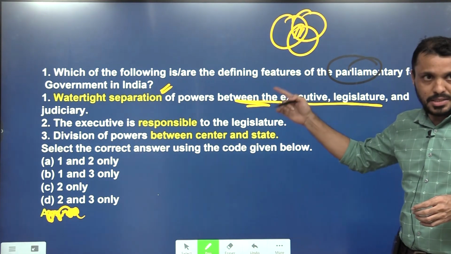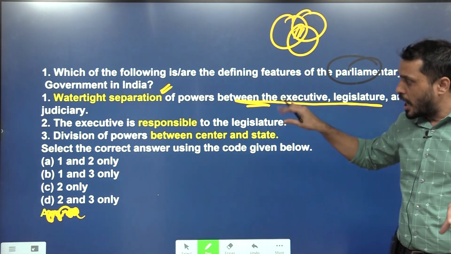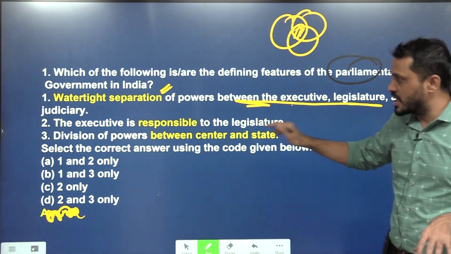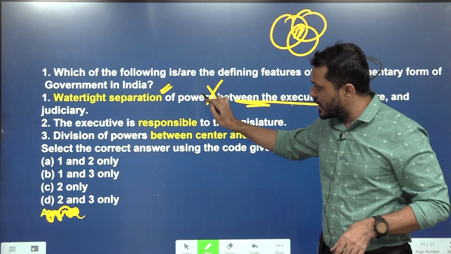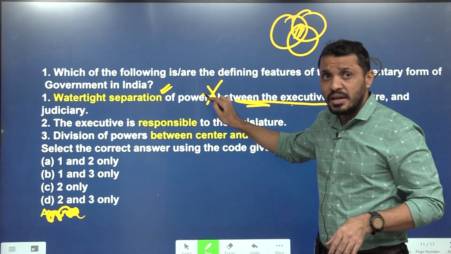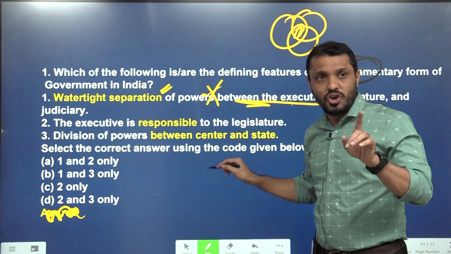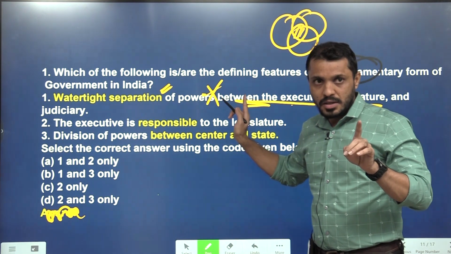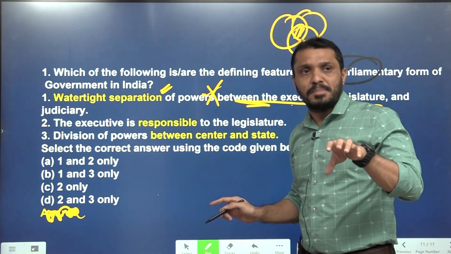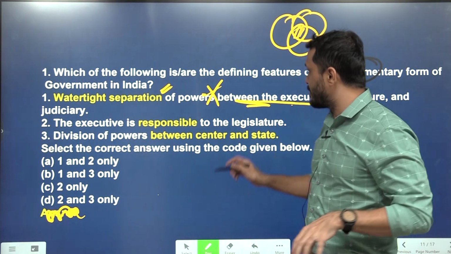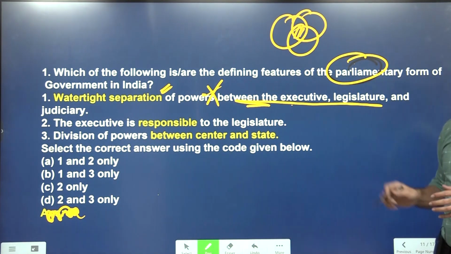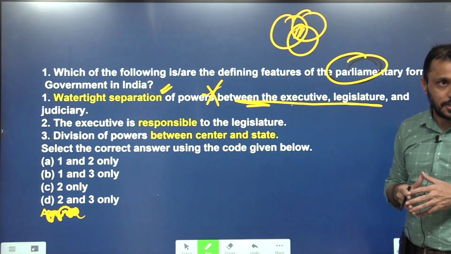Okay, I'll explain the concept first. This is just a brief look at how questions will be asked. So statement 1 is wrong. Unless you are very strong about the nature of the parliamentary form of government, you cannot answer this question. So you must know the nature of the parliamentary form of government. In the parliamentary form of government, obviously there is a close relationship between the legislature and executive.